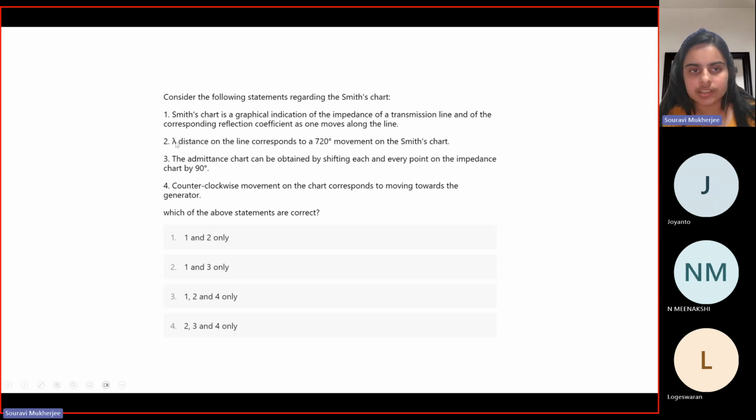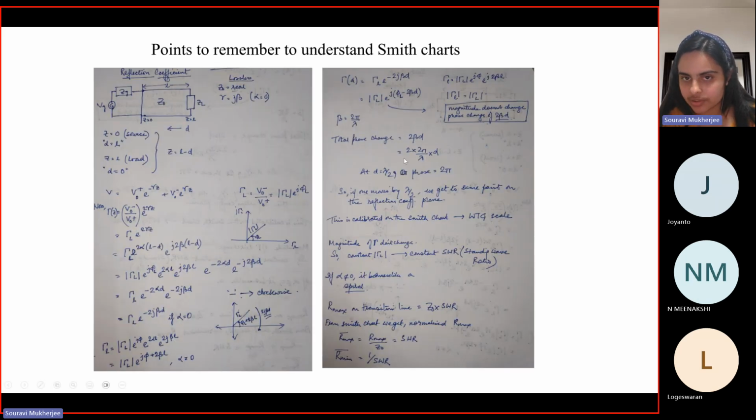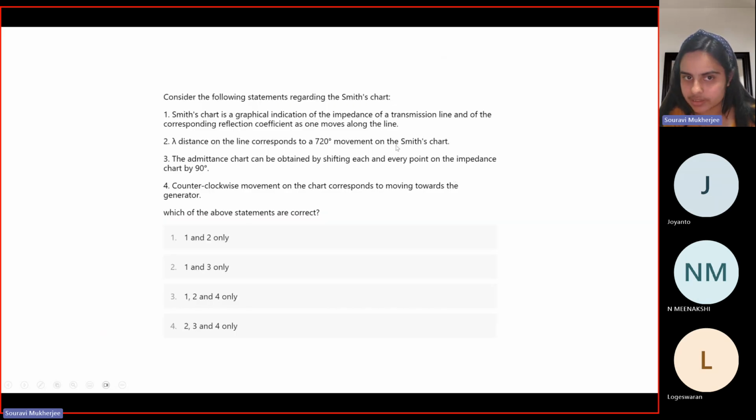Now the second question says that lambda distance on the line corresponds to a 720-degree movement on the Smith chart. Is this statement correct? In order to understand that, we have to again consider the phase part that we discussed, right? We saw that d equal to lambda by 2 corresponds to a phase change of 2 pi, that is 360 degrees. So lambda would correspond to a 720 degree phase change, right? So this point is correct.